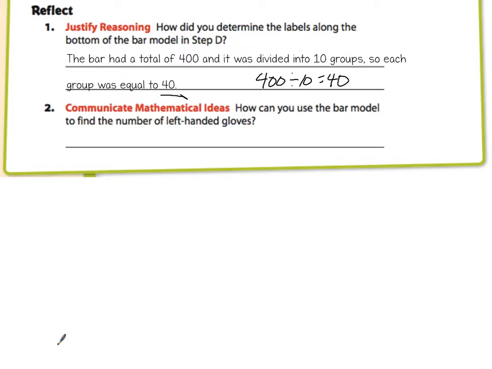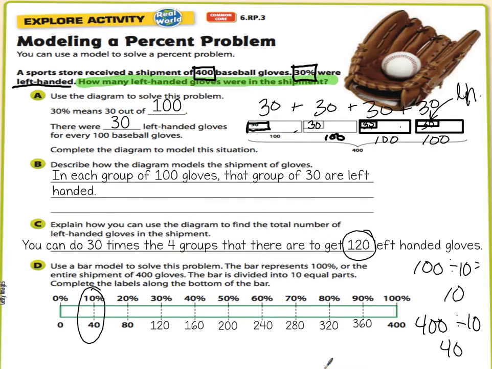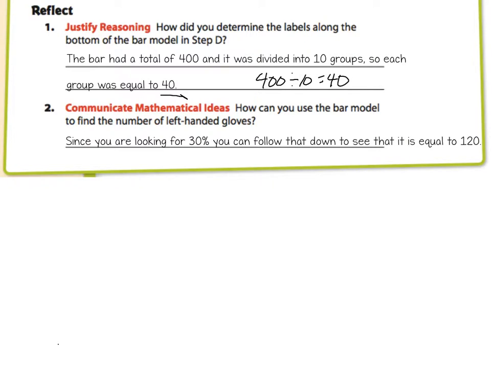So then how can I use the bar model to find the total number of left-handed gloves? Since I'm looking for 30%, I can follow that down, and when I say follow it down, I mean like this. I can find that there's 30%, and when I follow it down, because each of these numbers correspond with each other, 30% is equal to 120. And that tells me that 120 of those gloves are going to be left-handed.